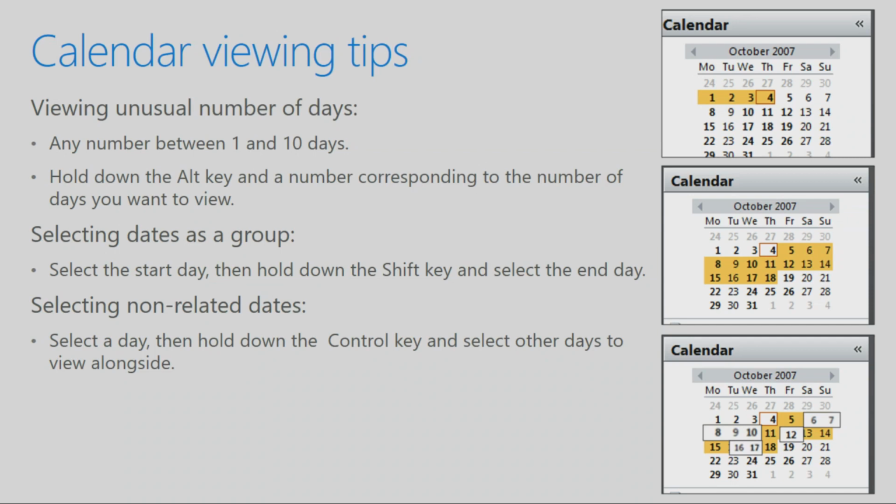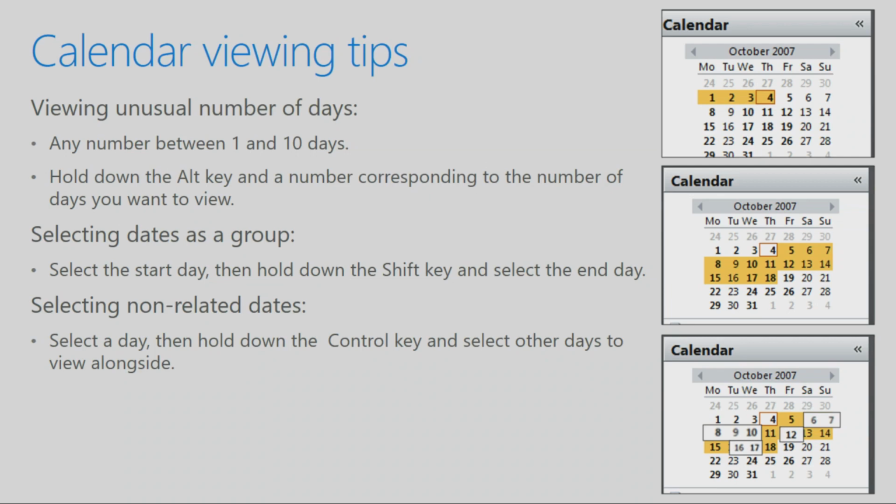You do this by holding down the Alt key and a number corresponding to the number of days that you want to look at. You can also select dates as a group. With this, you'll use the Shift key. You select the beginning day, hold down the Shift key, and select the end day.